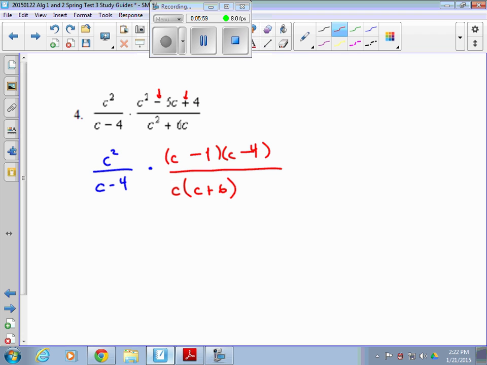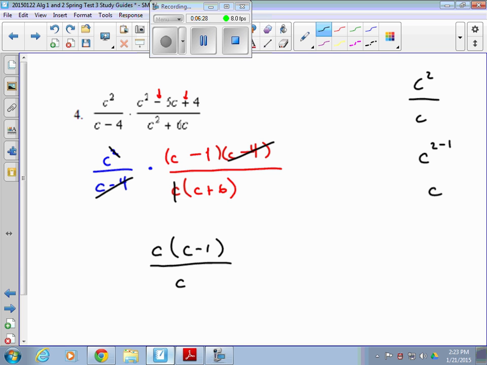Now we can eliminate some stuff. C minus 4 is exactly the same on the bottom and the top. That'll cancel out. And we have c squared over c to the first power. We could eliminate c to the first power and eliminate c squared. That's just like doing this: c squared over c gives you c to the 2 minus 1, which is c to the first power. So now see what you still have on the top. You have a c multiplying by c minus 1. And on the bottom, you still have c plus 6.